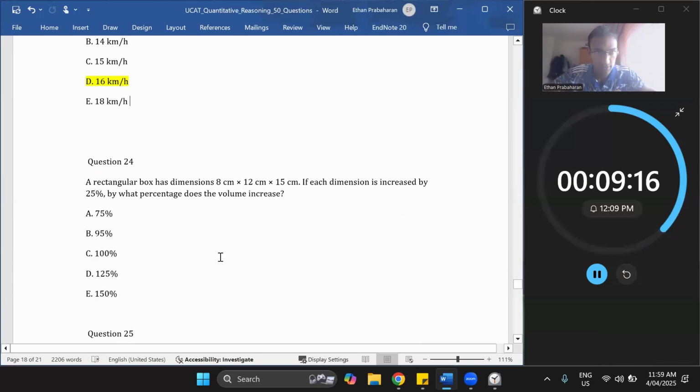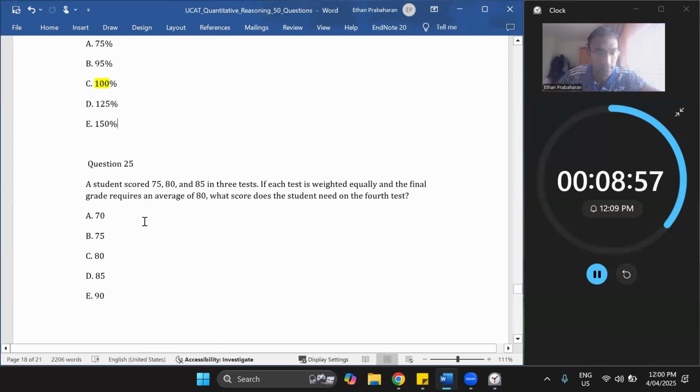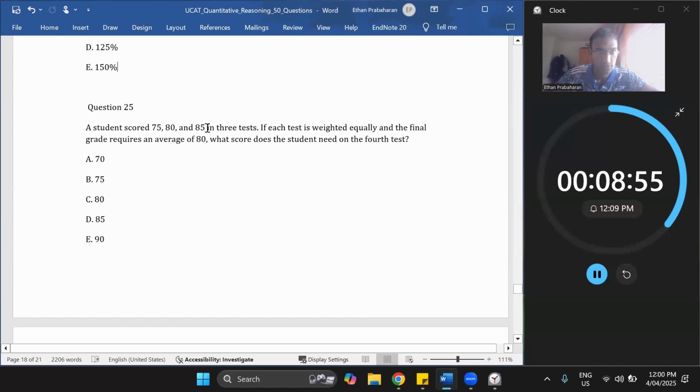If each dimension is increased by 25%, what percentage does the volume increase? So that's 25% times 25% times 25%. Such an easy question on the calculator. 125 on 64, which is just, it's about 100%. Just under 100%. A student scores these 3 things in 3 tests. If each test is weighted equally in the final grade, which requires an average of 80, what score does a student need? Oh, he needs 80.